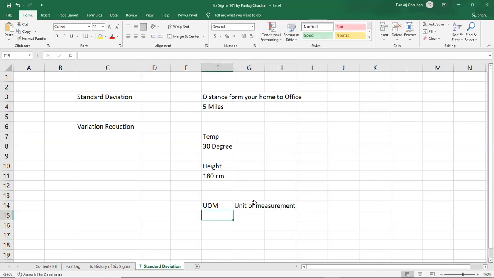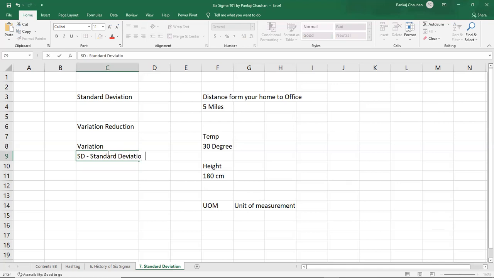Similarly, when somebody asks you what is the variation in the process, what will be the answer? How will you answer? How much is the variation in your process? To represent the variation, the unit of measurement of variation is standard deviation. So in the form of standard deviation, we measure the variation.